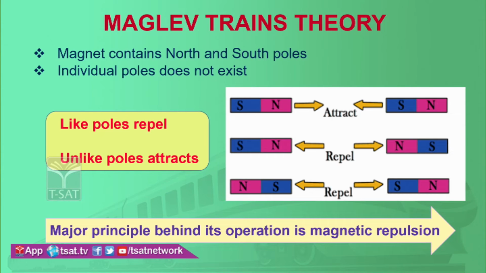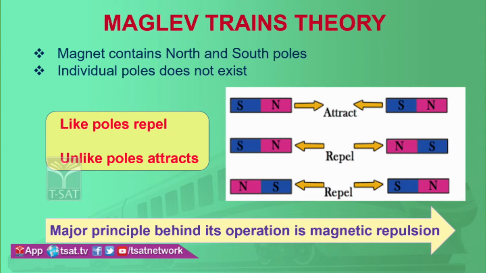Let me explain Maglev trains theory. Have you ever played with magnets? Since childhood, we come to know that unlike poles attract and like poles repel. If this is a magnet, it has a south pole and a north pole. When two like poles are kept together, then there will be repulsion.